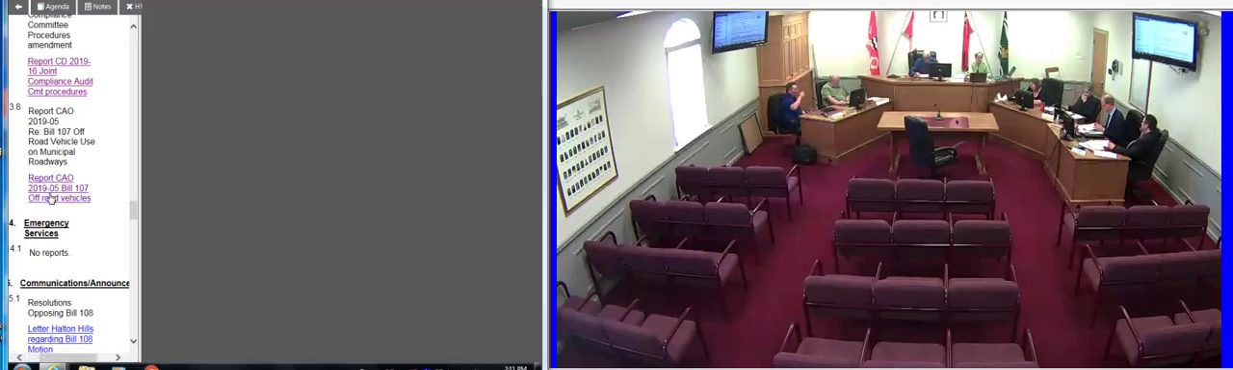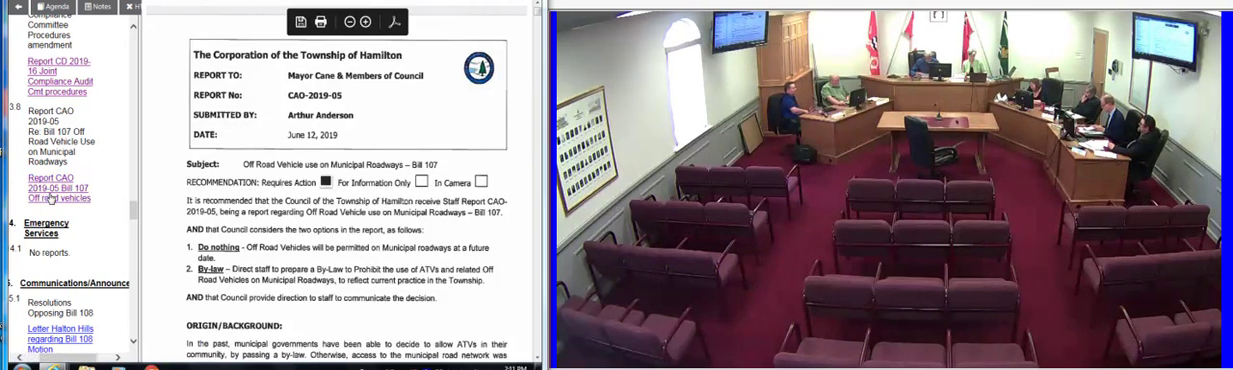Report CAO 2019-05. Need a mover and a seconder. The report CAO 2019-05 regarding off-road vehicle use on municipal roadways, Bill 107, and that the Council of Township of Hamlin acts as follows. The council directs staff to prepare a bylaw to prohibit the use of ATVs and related off-road vehicles on municipal roadways to reflect our current practice in the township. Mover, Scott. Seconder, Larry. Discussion.